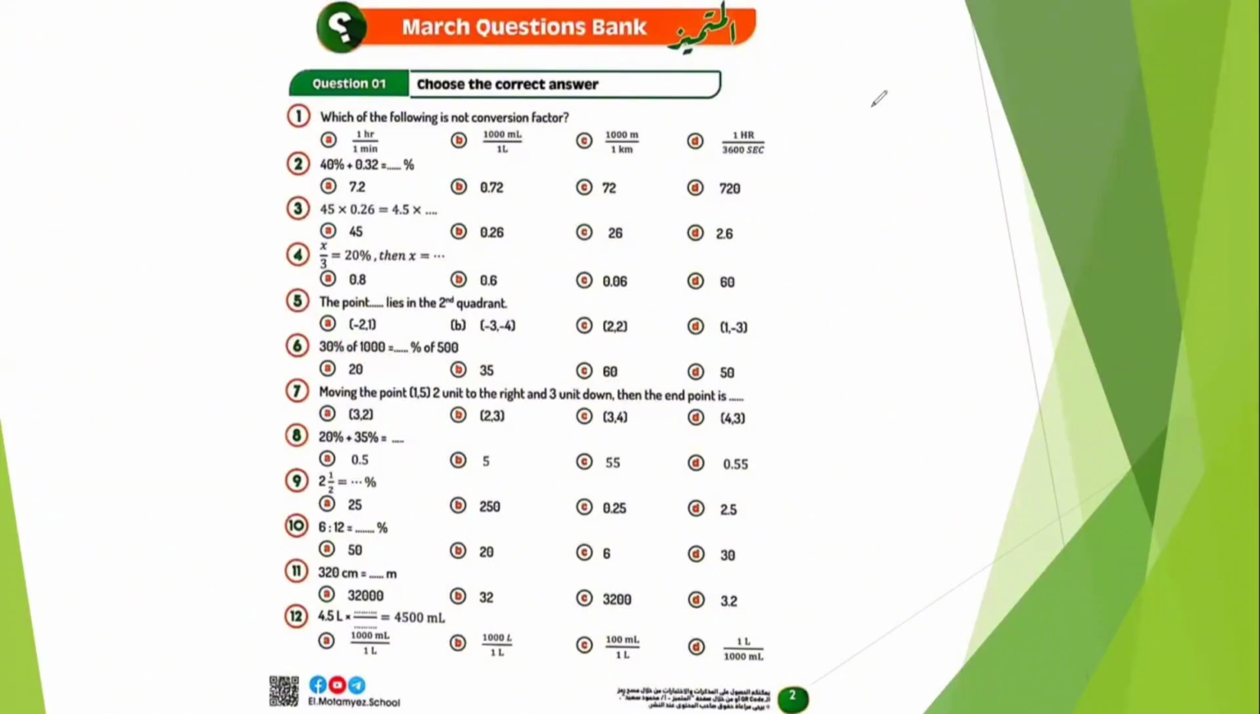7. Moving the point 1, 5, 2 units to the right and 3 units down, then the end point will be... So my point is (1, 5).